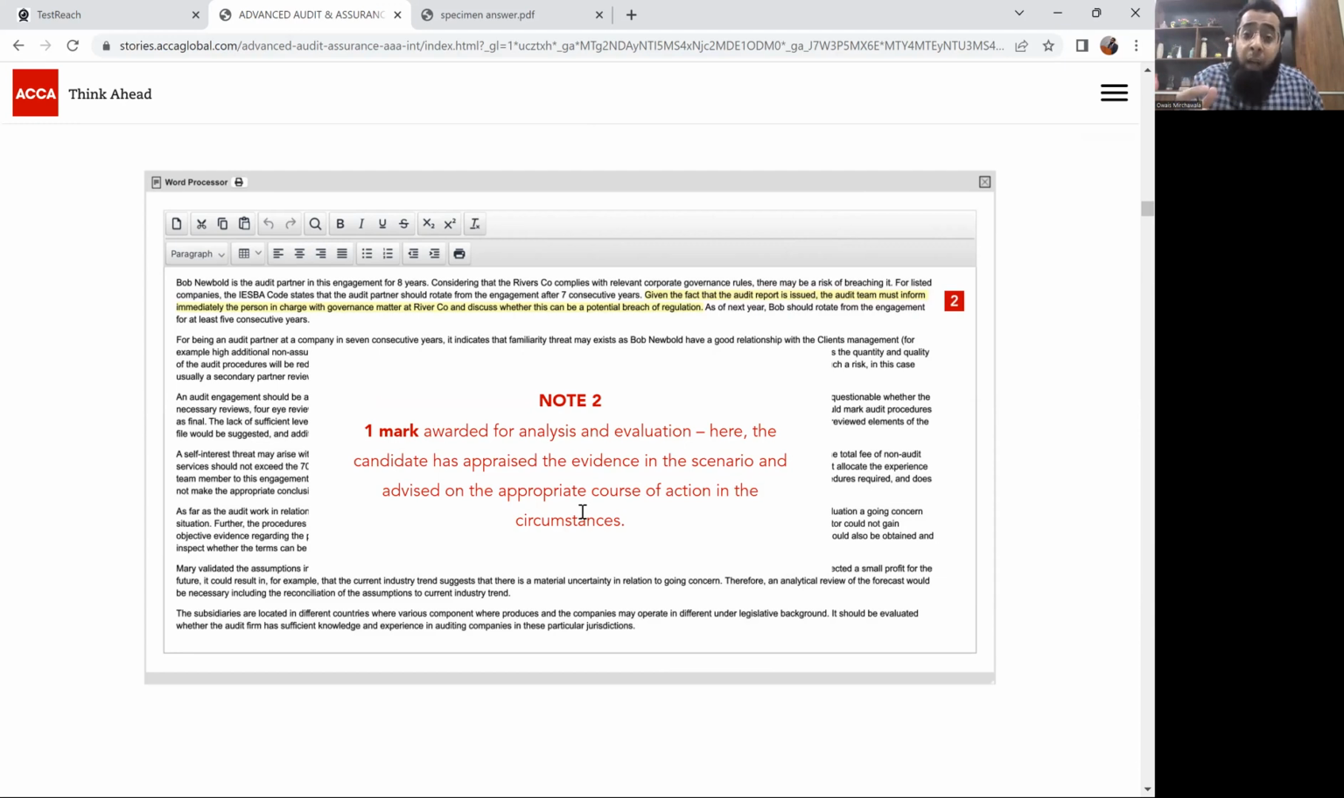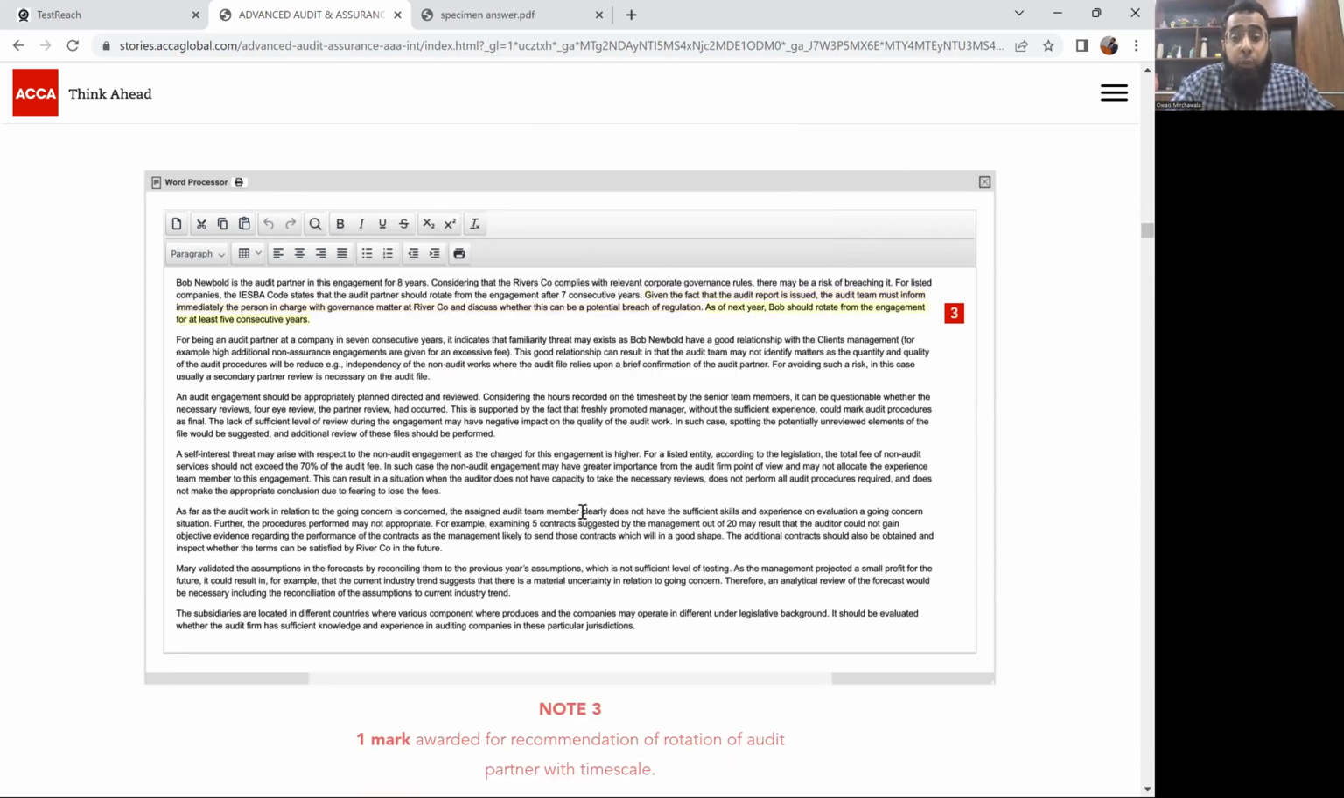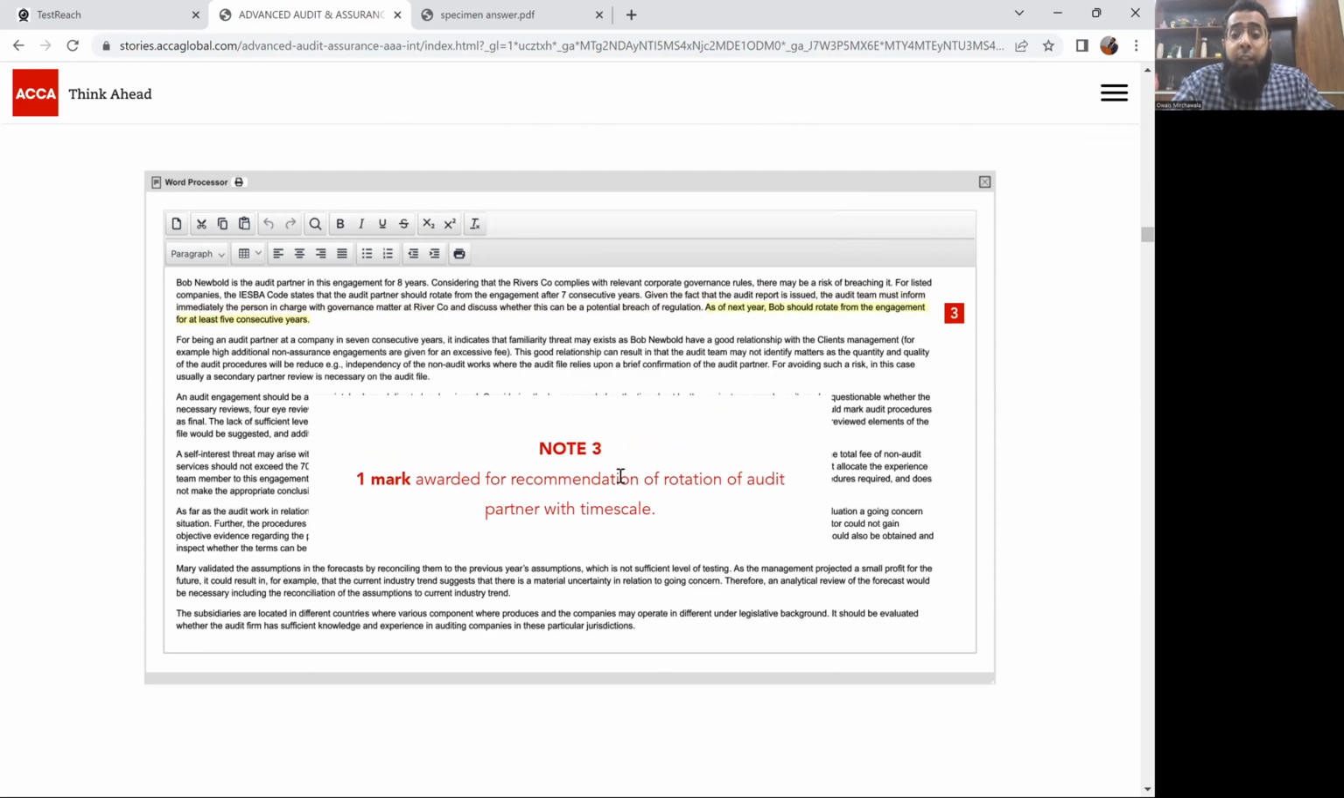Now, this professional mark was given because you related to the scenario that, okay, the audit report has been issued. So now what we can do is that we can discuss it with those charged with governance about the breach of this regulation. Okay, look further. Another note. 1 mark awarded for recommendation of rotation of audit partner with time scale. As of next year, Bob should rotate from audit engagement partner for at least 5 consecutive years.